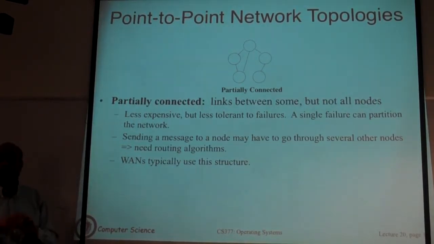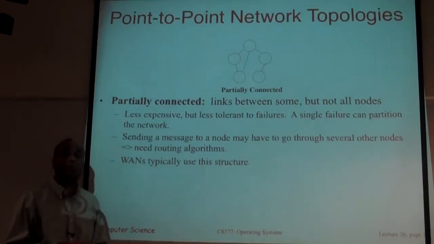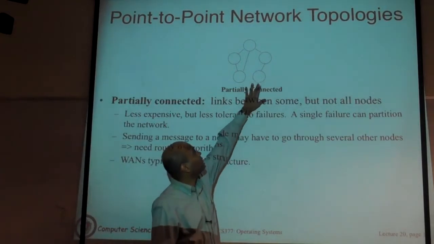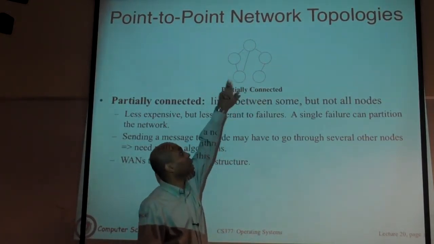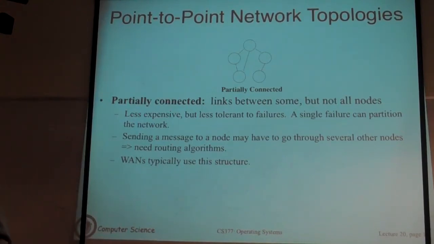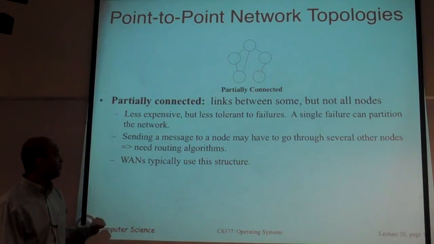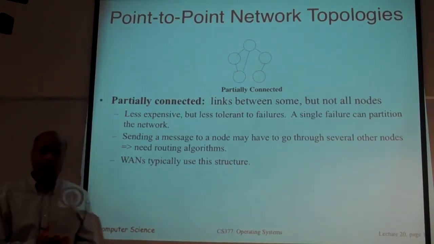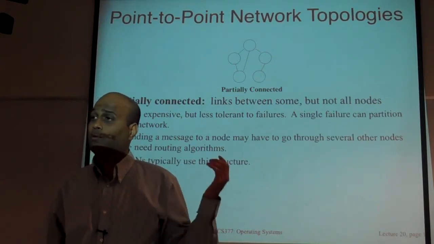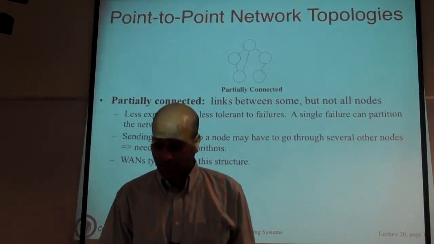Point-to-point topology is not as robust in handling failures, and sending messages requires you to go through multiple hops. So in this case, if this node wants to send a message to that node, you will have to go through some intermediate hops, through some routers. You can communicate, but messages will have to traverse multiple hops. As is mentioned here, typically if you have a WAN, you will have a partially connected network, never a fully connected network because it's too expensive.